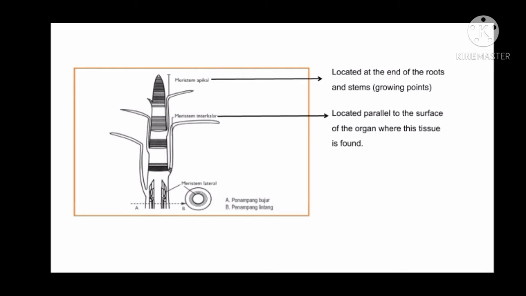Intercalary meristem is located between the primary meristem tissue and adult tissues. The growth of intercalary meristem leads to faster stem elongation prior to flowering. The lateral meristem is located parallel to the surface of the organ where this tissue is found. Lateral meristem or side meristem is the meristem that causes secondary growth. Secondary growth is a growth process that causes an increase in the size of the root and stem of the plant.